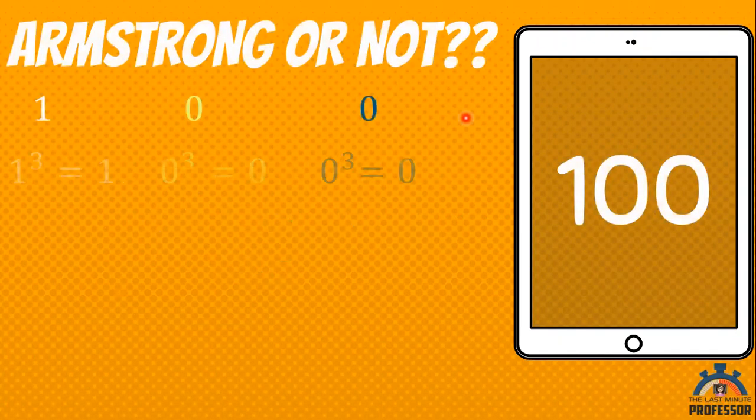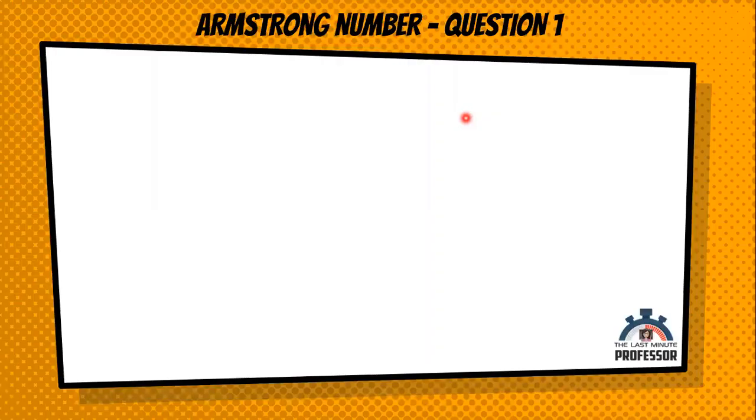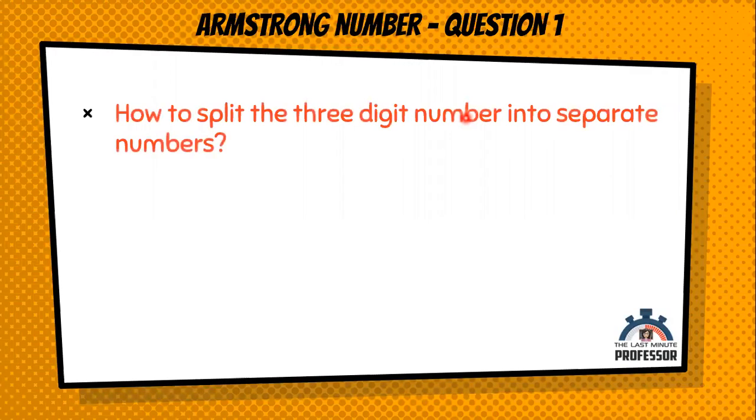Take the three-digit number 100. Here, in this case, our total is 1, which is not the original three-digit number 100. So 100 is not an Armstrong number. To say it in programming context, we need to address two important questions. Question number 1. How to split the three-digit number given by user into three separate values?